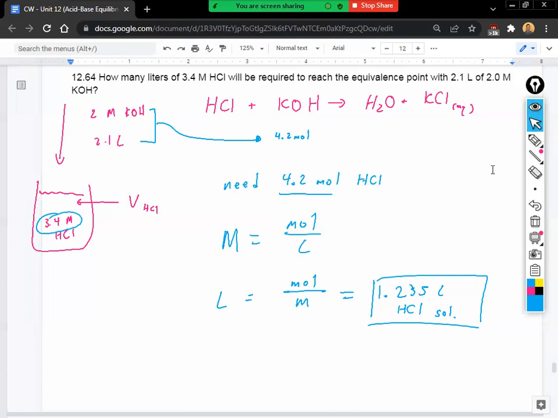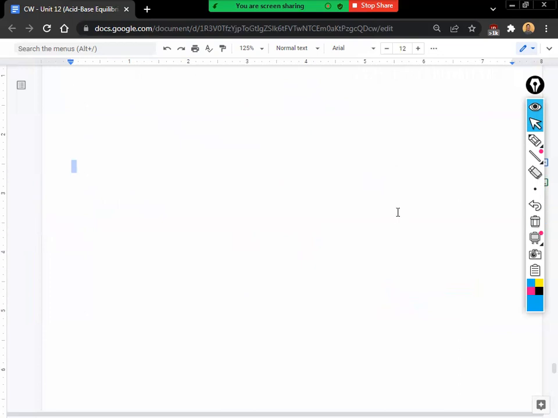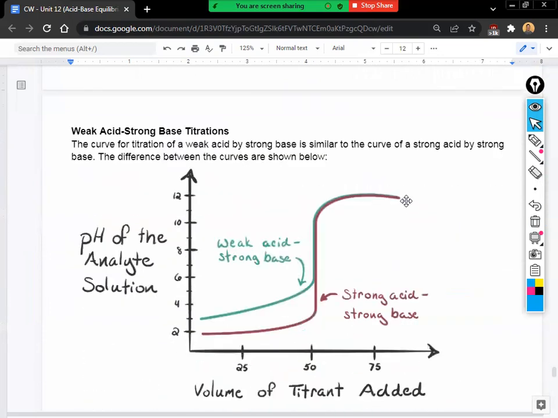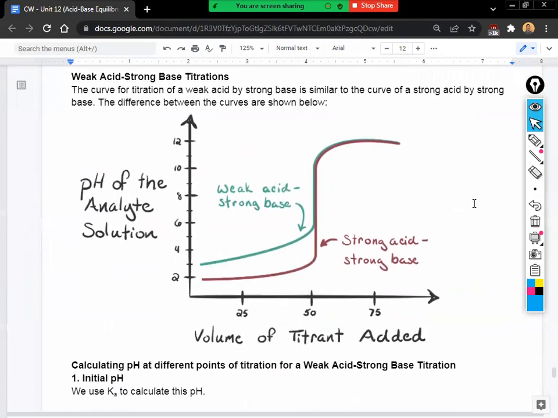Okay, let's move on now. So we talked about strong acid, strong base, and those are very easy because they break apart completely. But weak acids, like people, are a little bit more complicated. Sometimes they break up and then get back together, and that's how weak bases work. So first, we're going to look at weak acid, strong base titrations.